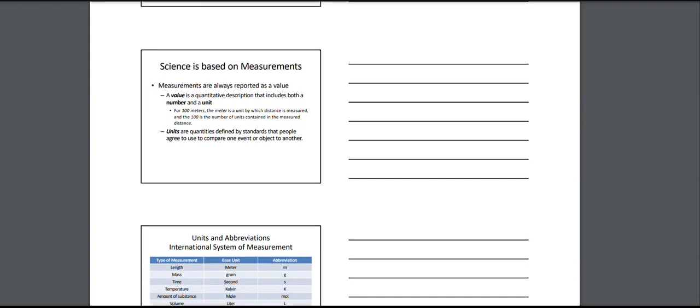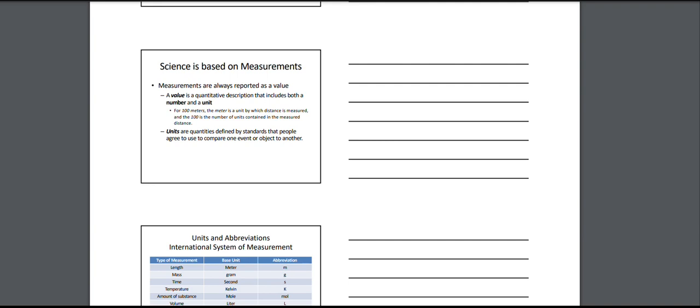Measurements constitute two different elements. First, the value, which is a quantitative description that includes both the number and the unit. The number in this case, for example, is 100 meters. The meter indicates to us that it is a distance. So the unit helps us to determine if it is a distance, a mass, a temperature, and so on and so forth. So the value for the measurement constitutes the number and the unit.